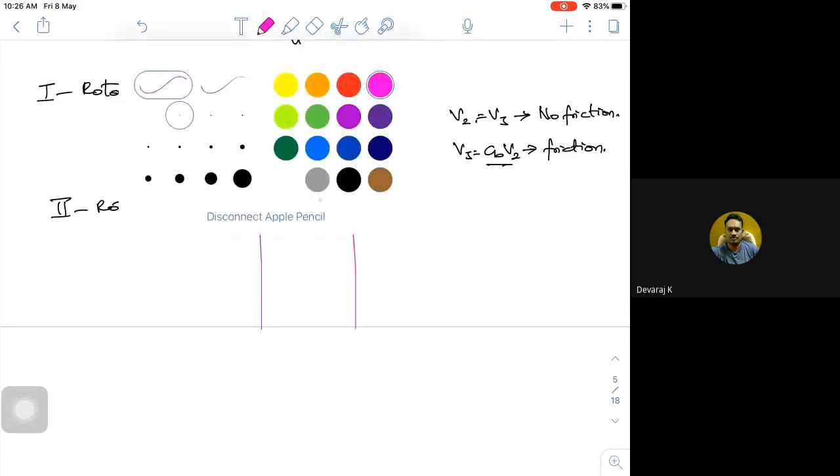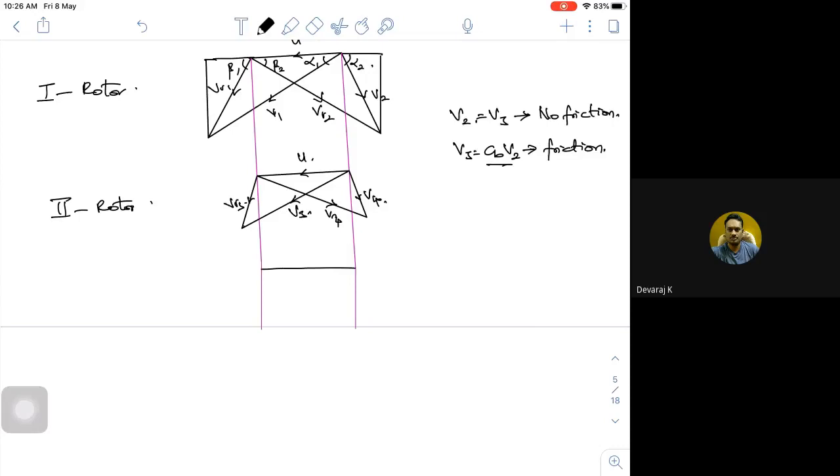It will be the same U. Fine. In that case, your V5 will be maybe a smaller one like this. So this is V5, your VR5. Then this is VR6 and this will be V6. This is for the third stage of the rotor.